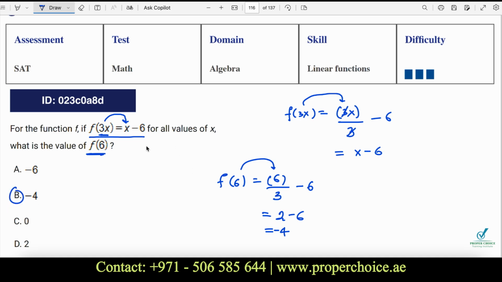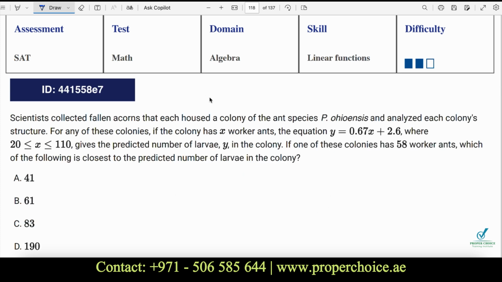So you have to predict it like this. They have simplified and given it to us. You have to see how it was originally, and based on that you have to solve for the given data. This is again a simple substitution type question.